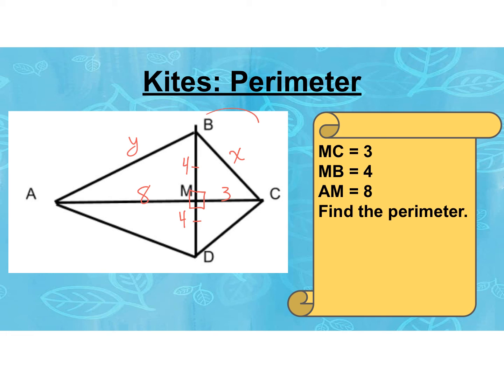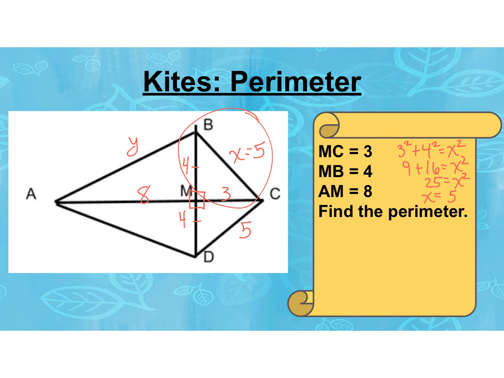So I'm going to do the Pythagorean theorem here. So I have 3 squared plus 4 squared equals X squared. That's 9 plus 16 equals X squared. That's 25 equals X squared. So X is going to be either plus or minus 5. We're just going to include the positive side because we're talking about a measurement. So BC is 5 and DC is 5.